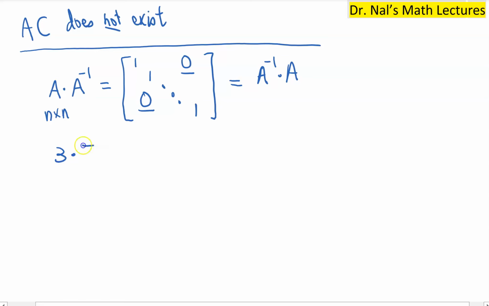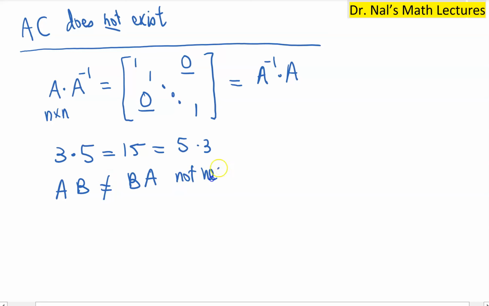For instance, when you multiply the numbers 3 and 5, that's 15, and that's also equal to 5 times 3. That is not necessarily true for matrices. A times B and B times A are not necessarily equal to each other. All right, sometimes they are. Under some special conditions, when the matrix A is a normal matrix, it is. But otherwise, most of the time, it won't be. So that would be a better way to think about the problem.